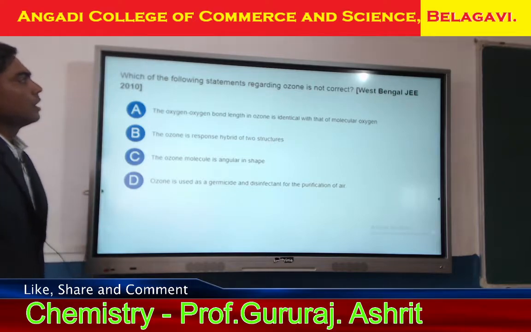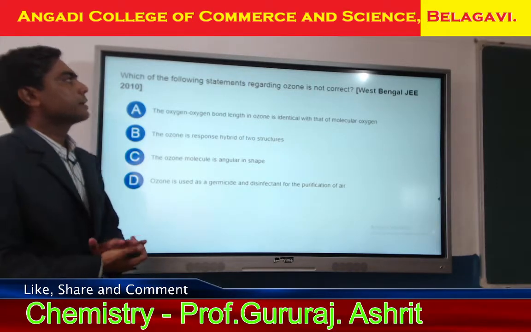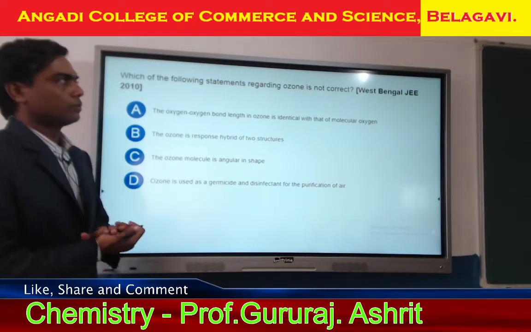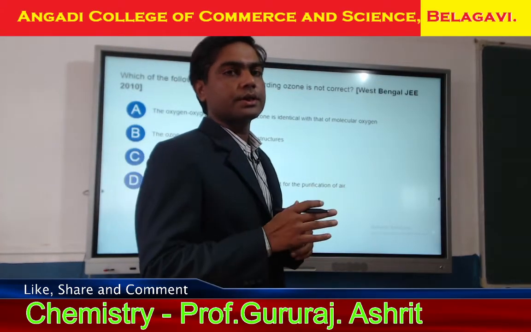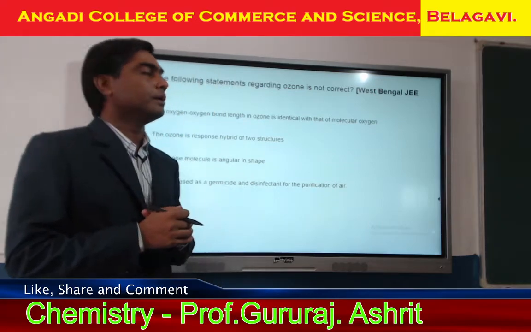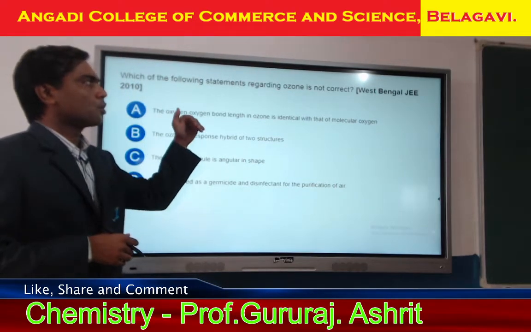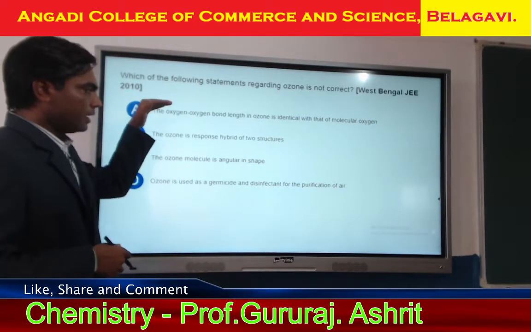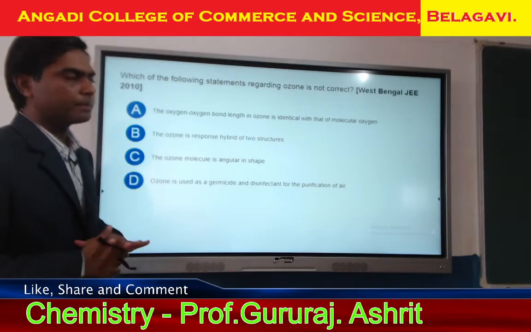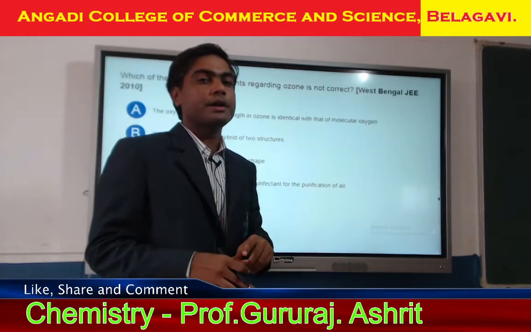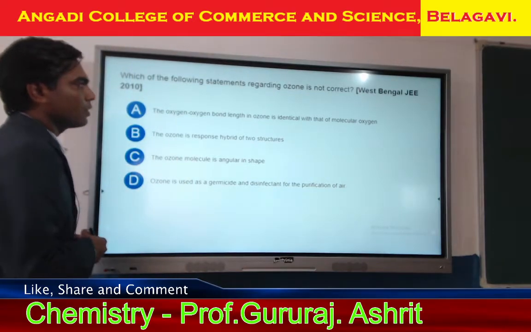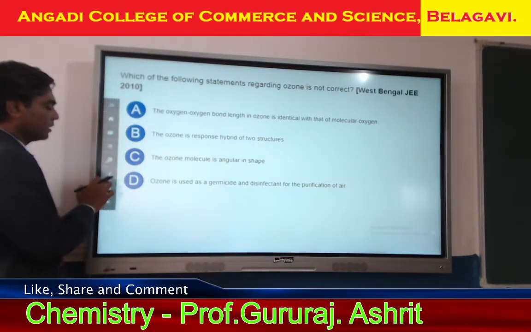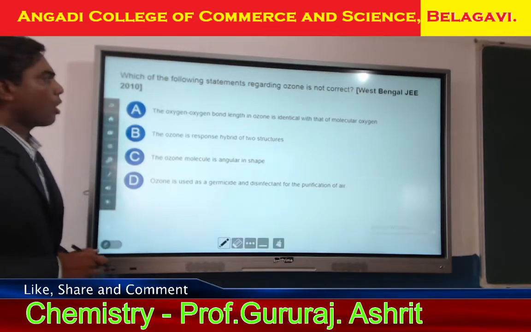Next question. Which of the following statements regarding ozone is not correct? This ozone compound comes in the 16th group, the chalcogen family. You should know the physical properties of ozone. In that he has given 4 statements, and you have to identify the false one, that is, which is not correct. So one by one we go on reading, and you will understand which is the wrong option.